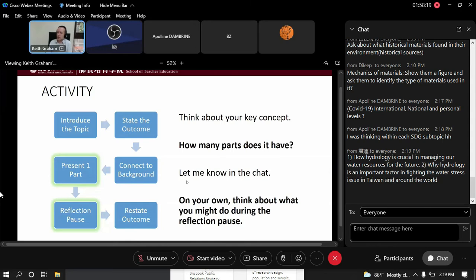Okay, I like how you divided that into two pieces. So how hydrology is crucial, and then what are the factors specifically in Taiwan around the world for fighting the water stress? Yeah, I think you've divided it into two clear parts there. Well done.